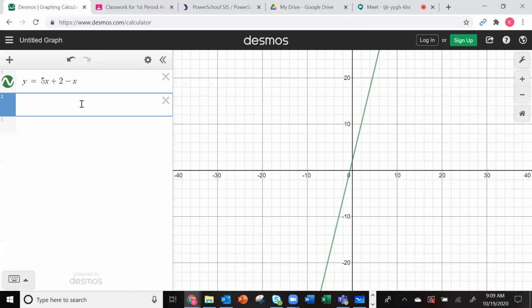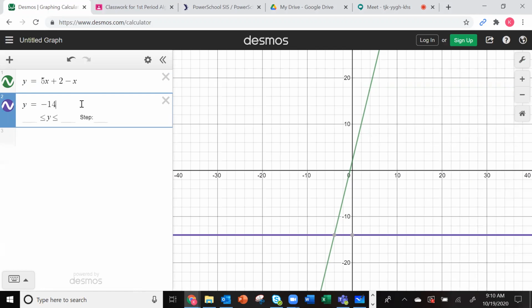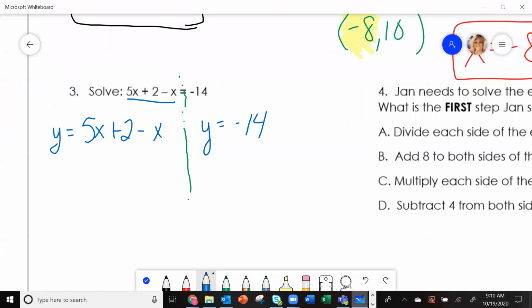So I'll go down here, y equals -14. Once you put them in there, you look and see where the two lines intersect. I'm going to press right here. It says -4, -14. Remember, you're looking for the x value right here. So that's your answer: x equals -4.